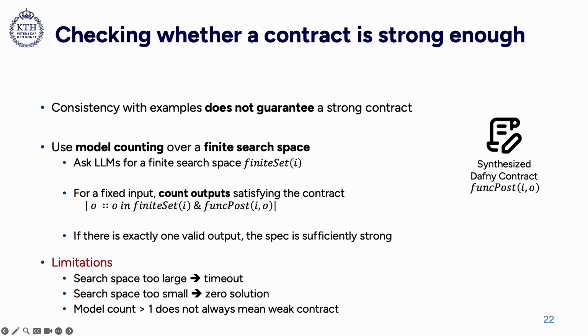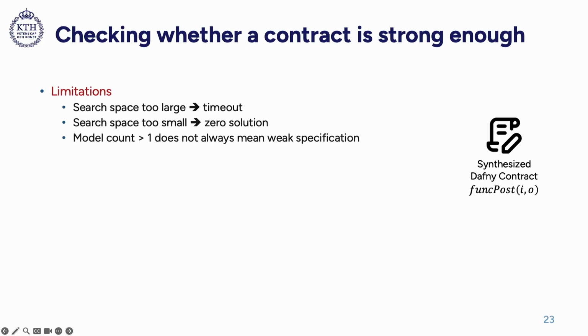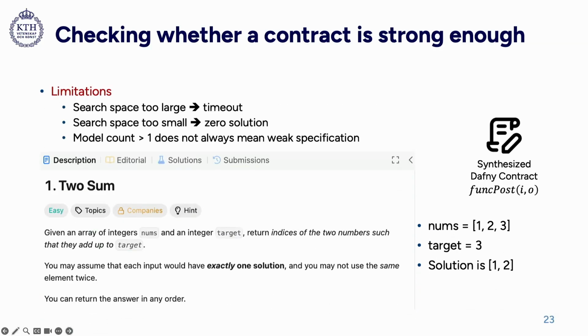But of course, as I said, this is a preliminary solution. There are a lot of limitations. For example, because the search space is defined by the LLM, it could be too large or too small, resulting in a timeout or zero solutions. And there could also be cases where the model count is greater than 1, and it is still a very good contract. For example, in the two-sum example we mentioned before, if nums is the sequence 1 to 3 and the target is 3, of course the solution is 1 and 2, because 1 plus 2 is 3. However, the text also says that we can return the answer in any order, so the solution could be both.